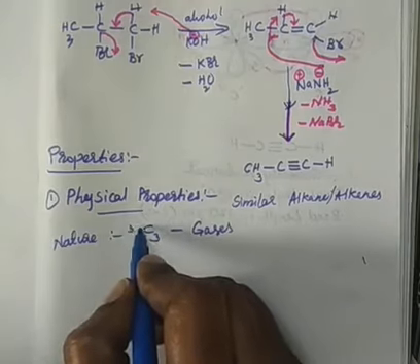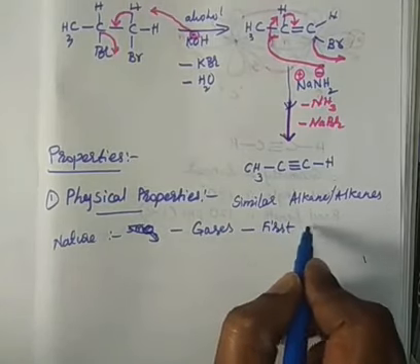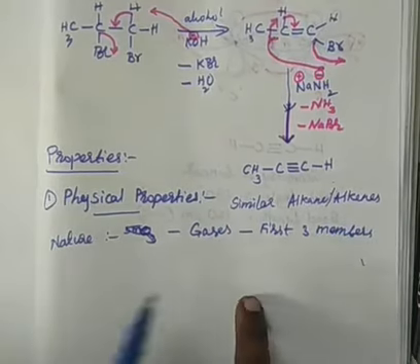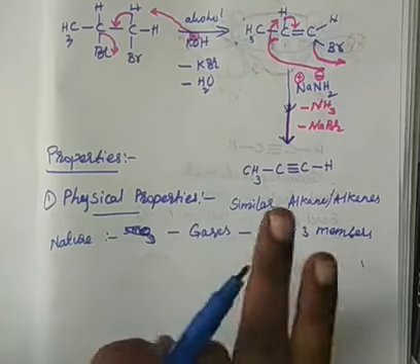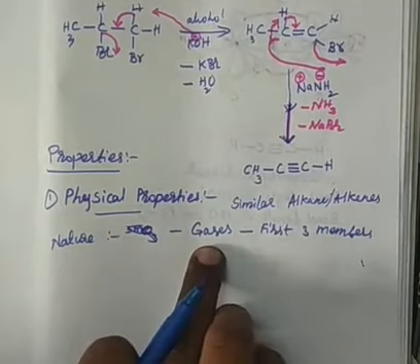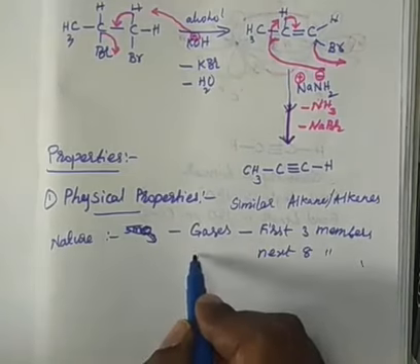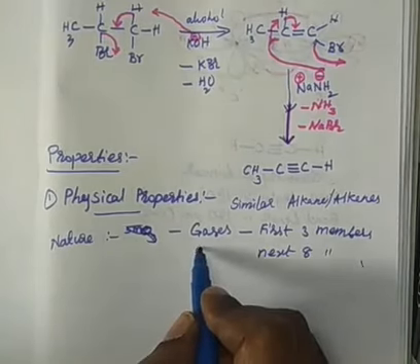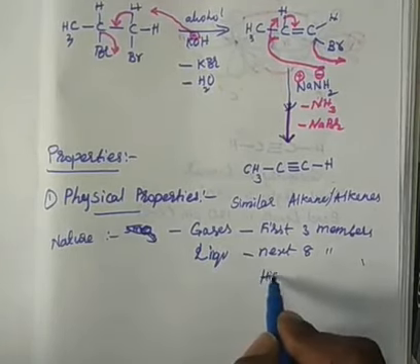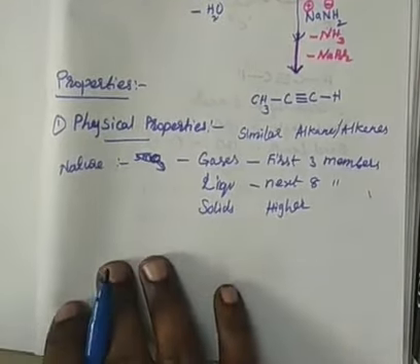First 3 members. So what are those first 3 members? Ethyne, propyne, butyne, up to that they are gases. Then the next 8 members are liquids. Then the higher ones are solids, as everything we discussed in the previous alkanes and alkenes.